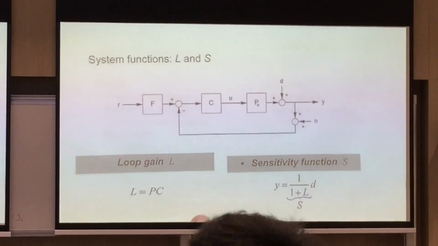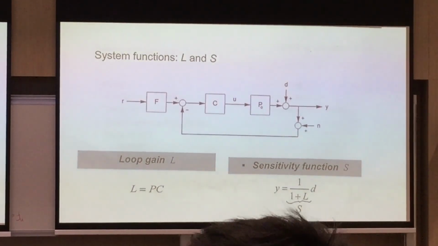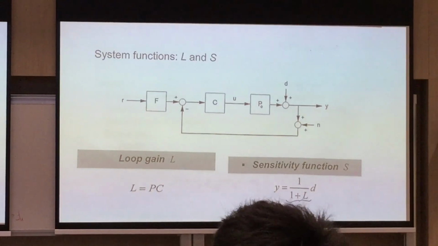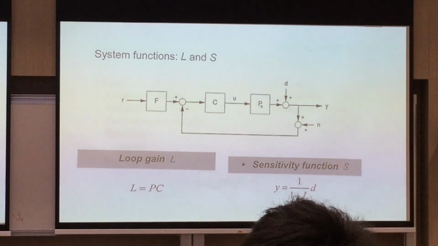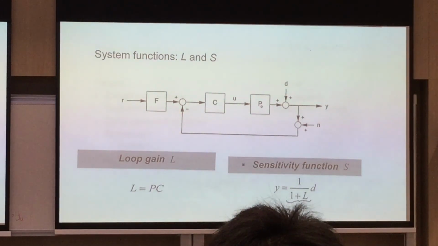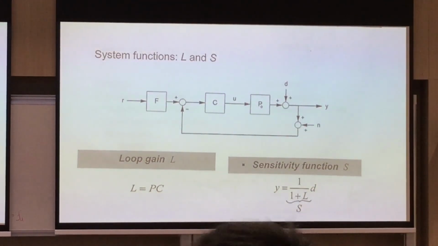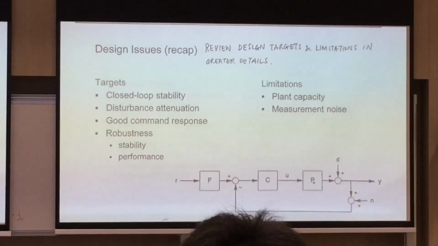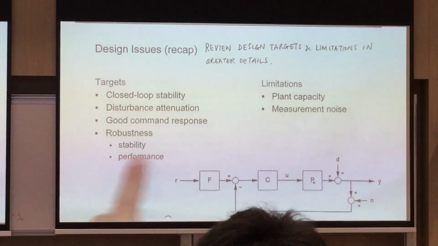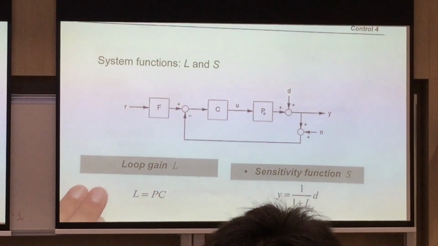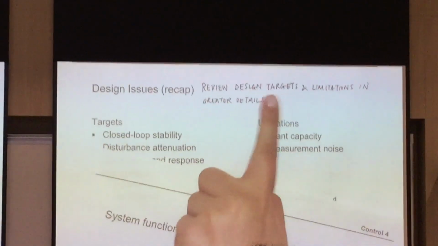And we did talk about what K is, what the control function is, and what the stability function is. This is one over L. And how does this relate to your individual targets and limitations? So what we're going to do is review the design targets and limitations in greater detail.